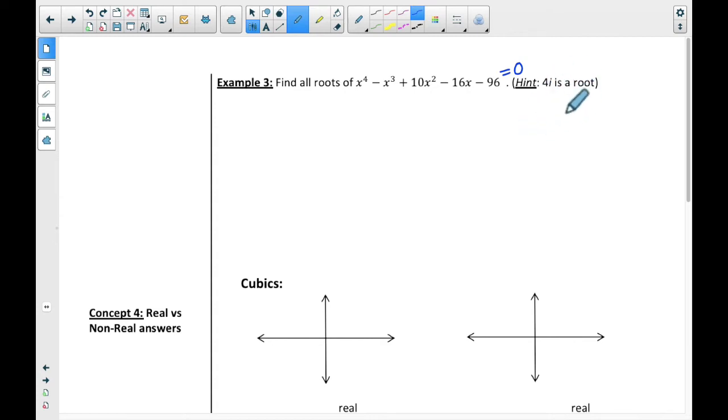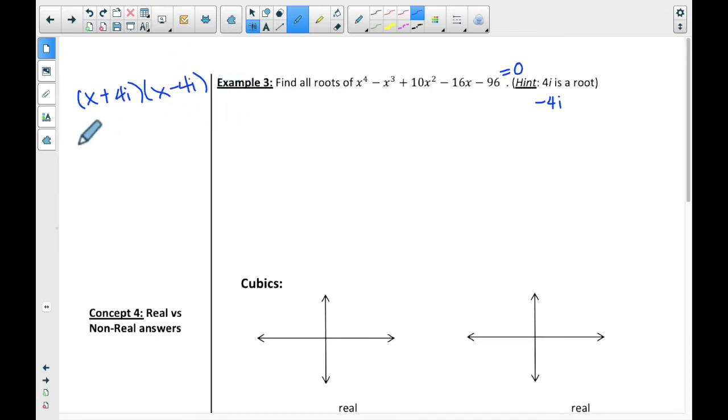We don't know how to factor 5 terms. And so we're going to have to do something with this 4i. What are we going to do with it? Well, we could do division with it, right? But I don't know how to do division with i's, and I don't think you do either. So what else could we do? Well, if 4i is a root, then negative 4i also is a root. Let's come over here to the margin. Wonder what happens when we multiply x plus 4i times x minus 4i.